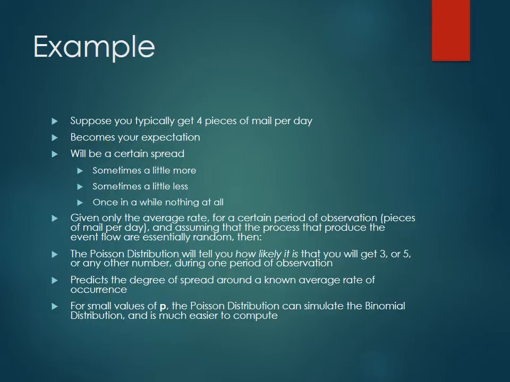And assuming that the process that produces the amount of mail that we're getting is random, then we can tell from a Poisson distribution how likely it is that we may get 3, 5, or any number of pieces of mail in a given day. That's basically what this is going to be telling us over a certain period of time. So it's going to help us predict the degree of spread around a known average that can occur. And again, this is going to be done over repeated measurements throughout time.